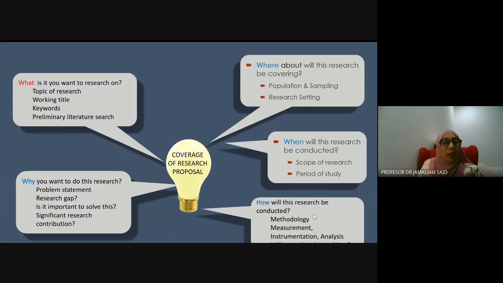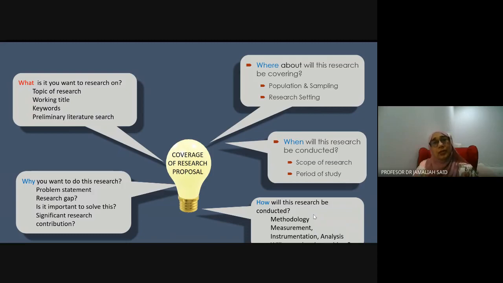Okay, if you are doing on money laundering, what is the problem with money laundering? What has been done by previous researchers on money laundering? Why is it important for you to study money laundering in Malaysia? So that is the why question. Where is about the sample of your study?